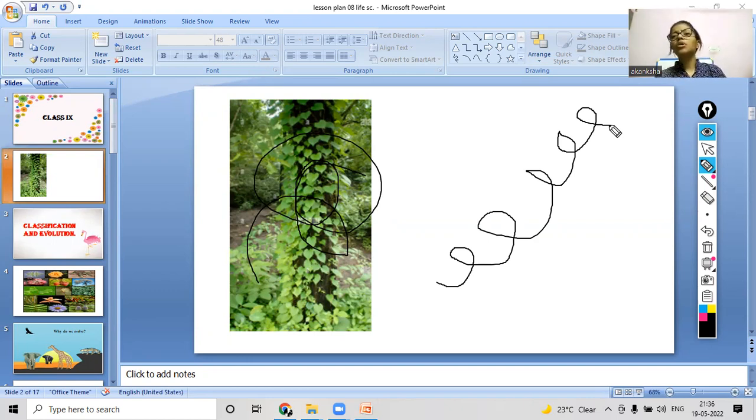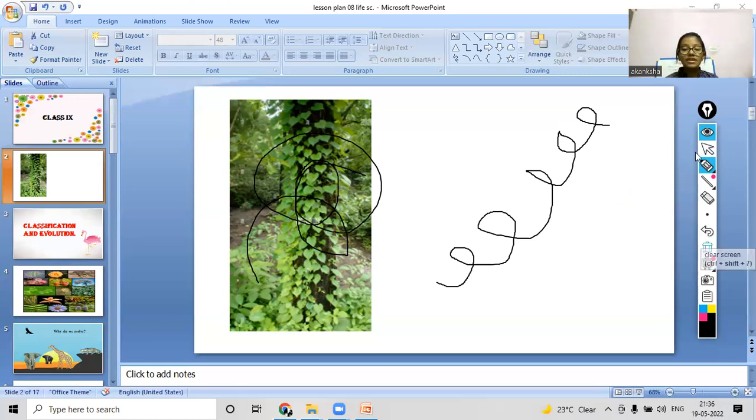So why do you think climbers climb up different trees towards upwards? What made climbers look different? Yes, it adapted to its environment. Very good. What else? It needed support, so its shape got like that. Very good. You all answered it correctly.